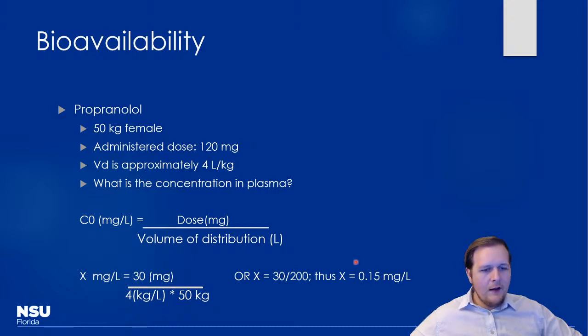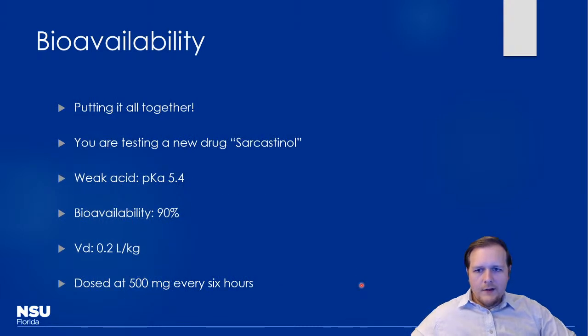Here it's 0.15. So you can see how, based on the size of the patient, you can modify the dose in order to get the same concentration here, right? And it's not rocket science, it's basic algebra. But again, I wanted to illustrate the point and how we can use this in a clinical sense. So let's put it all together.